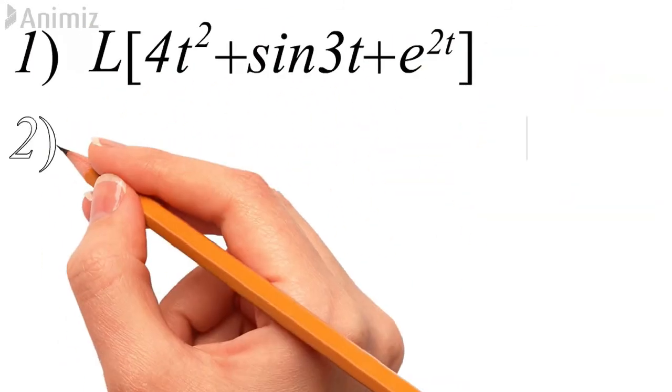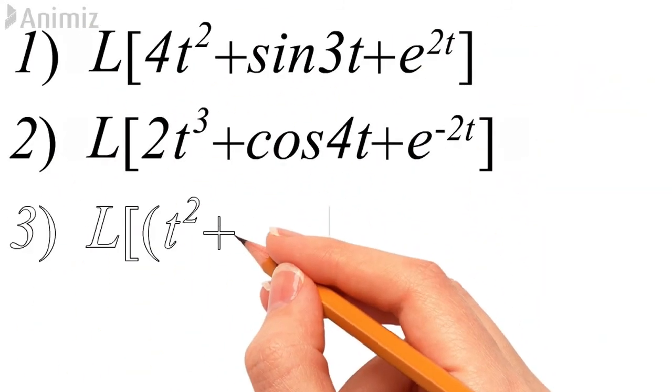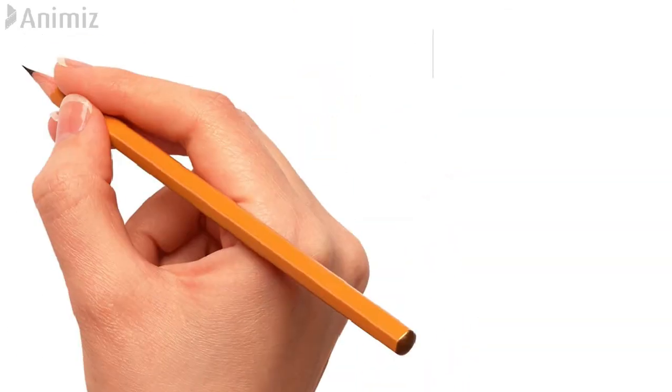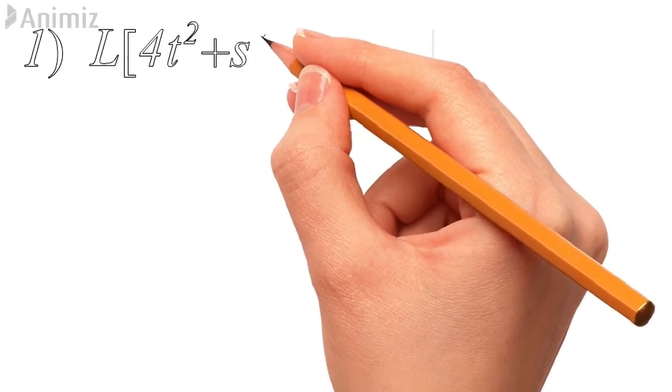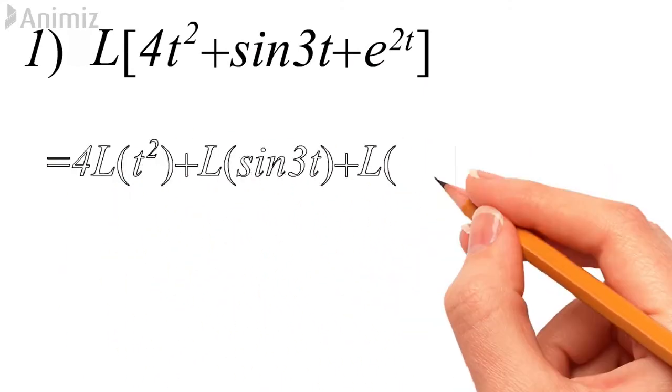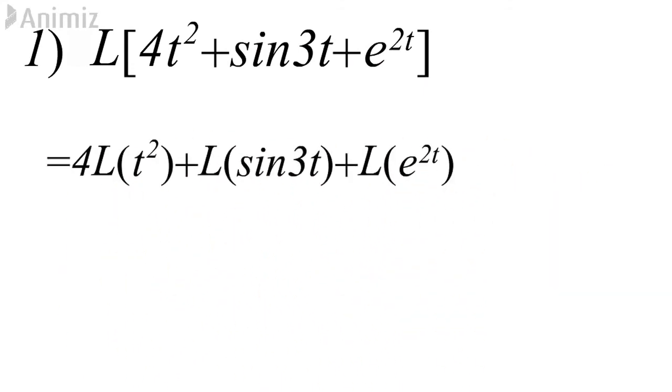Today we are going to solve three problems from the list, and the fourth problem is for your practice. First problem, Laplace of 4t square plus sine 3t plus e raised to 2t. Let's apply the linearity property to this. We get 4 into Laplace of t square plus Laplace of sine 3t plus Laplace of e raised to 2t.